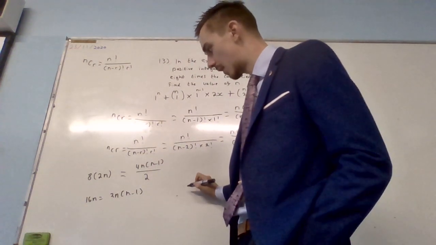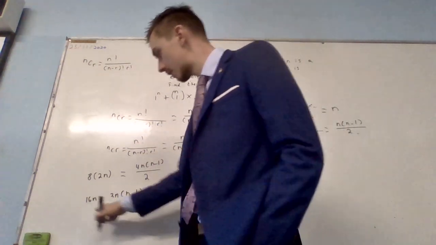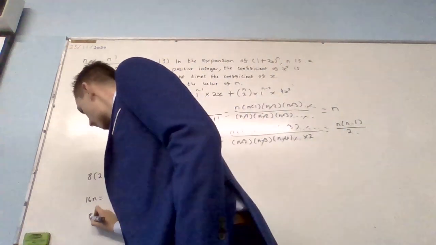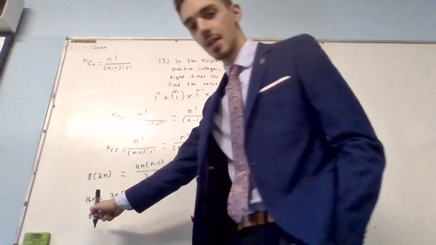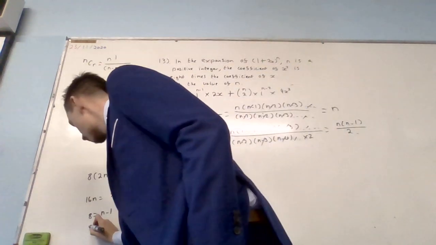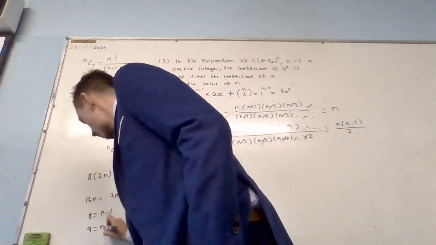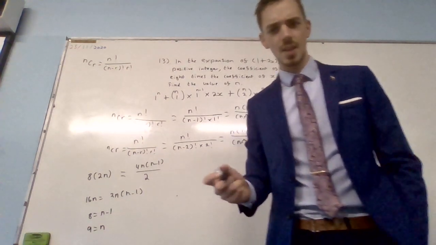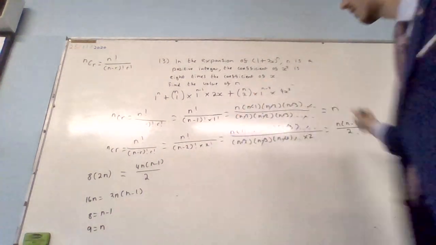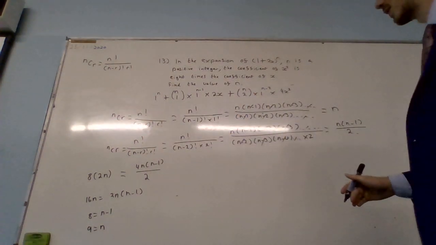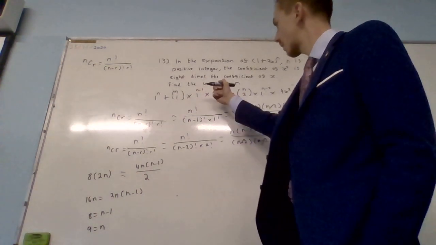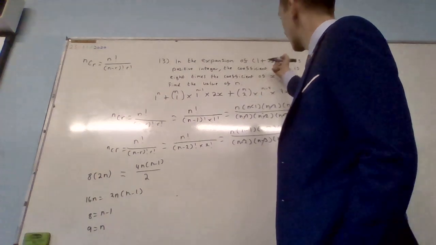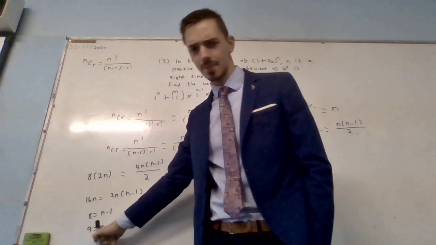Now let's divide by 2n on both sides to get 8 equals n subtract 1. Add 1 to both sides. We're going to get 9 equals n. And that is our answer for this. Obviously you can see there's a lot of maths on our board, but it's doing it step by step to work out that our value of n is going to be 9.